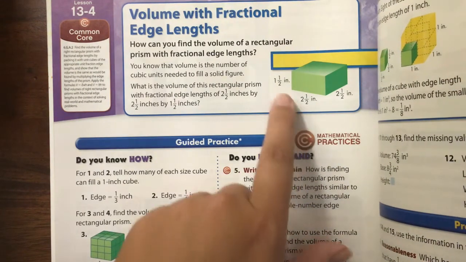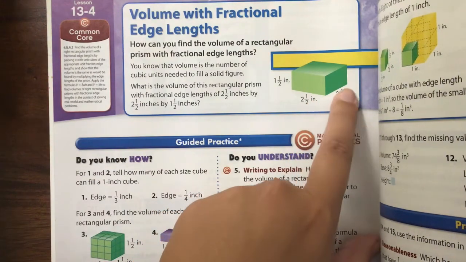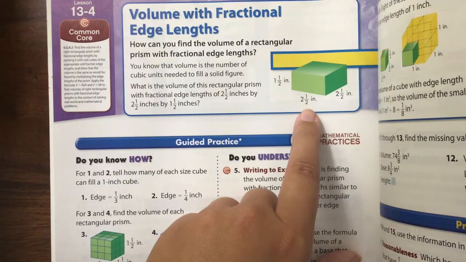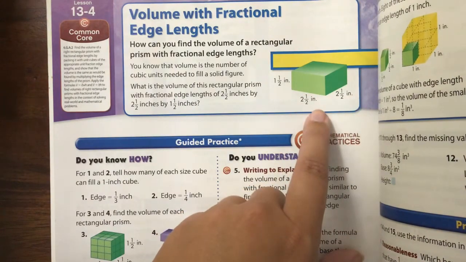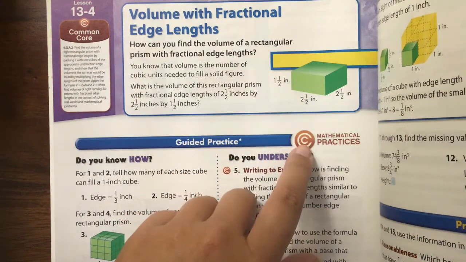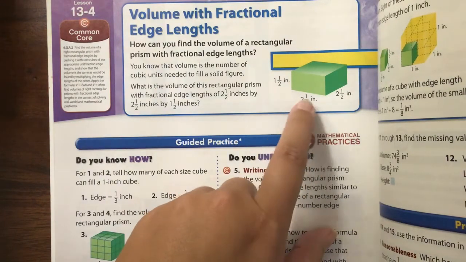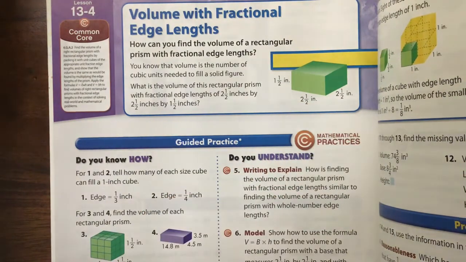We're still going to focus on the length of the prism, the width of the prism. Together, those would make the area, and then we would expand upward to include the height. The only difference in this lesson is that the edges are not whole numbers. Rather, they're fractions.